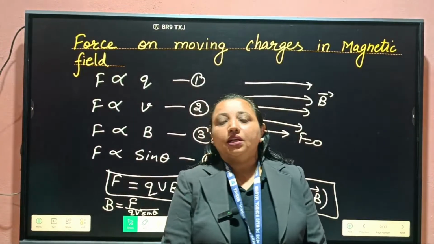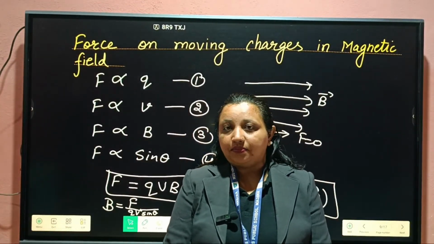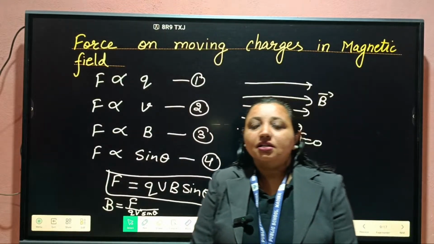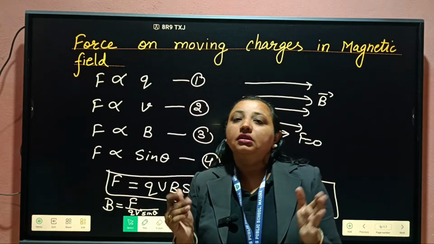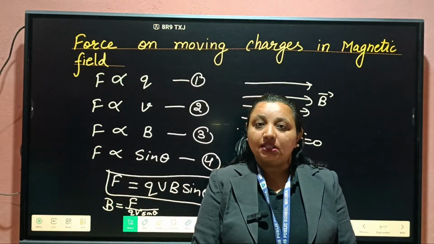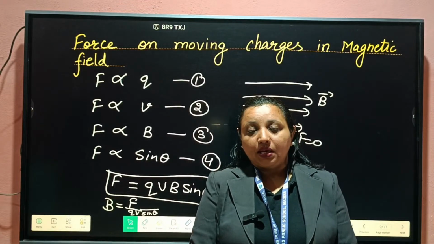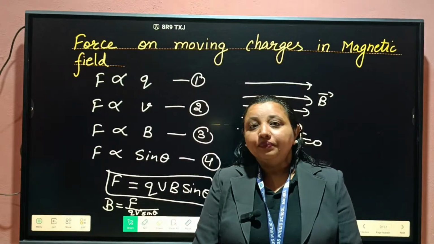So hi everyone, it is the second lecture of chapter 4, that is moving charges and magnetism. In yesterday's class we discussed what a magnetic field is. The space or the field around a current carrying conductor or a magnet in which magnetic force can be experienced is known as a magnetic field. It is represented by the letter B, its SI unit is Tesla, right?